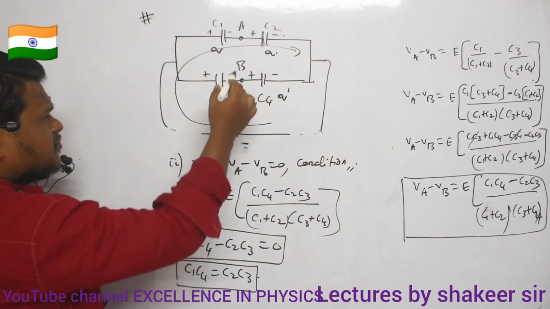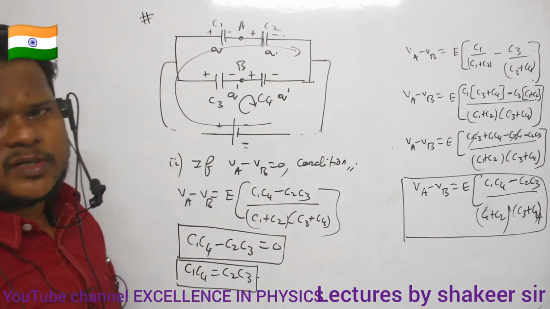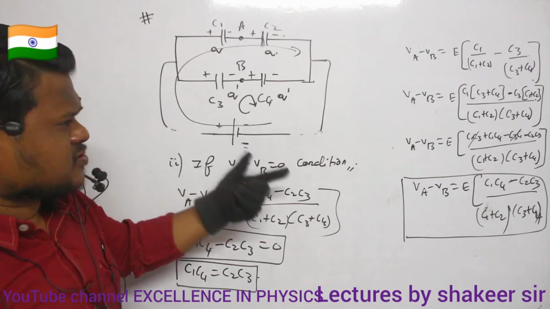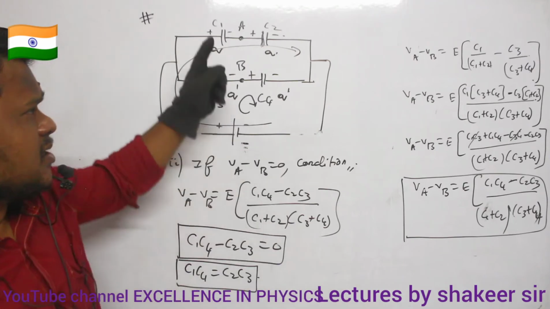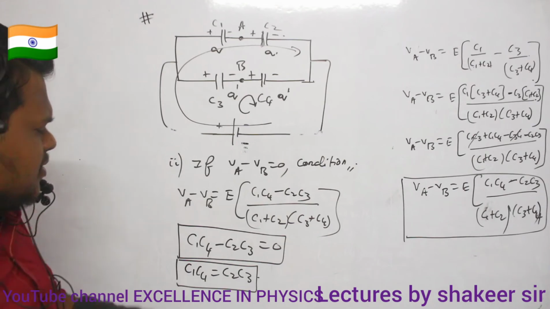So what is meant by potential difference between A and B is 0, ma? It means that if you connect any capacitor in between A and B, charge will not flow through that capacitor. Why charge will not flow through that capacitor? Charge flows only if there is a potential difference, no? If there is no potential difference, then why charge will flow? Charge will not flow. Have you understood?